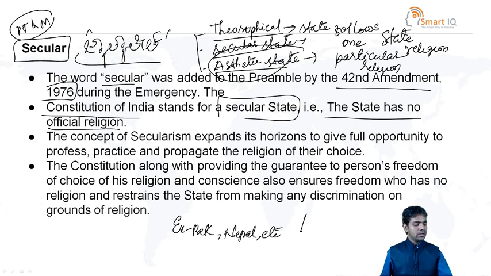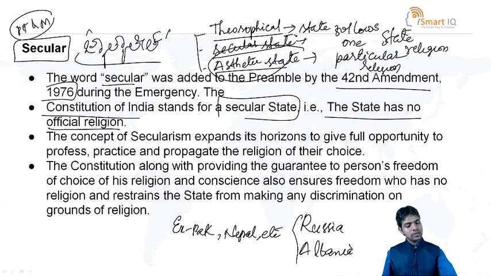For example, Russia is an atheistic state. Russia cannot follow any religion. Albania is an atheistic state. These are the examples of the atheistic state. And the third one is the secular state. Very important: a secular state is nothing but a state that gives respect to all religions with equal status. Here, the state has no official religion.